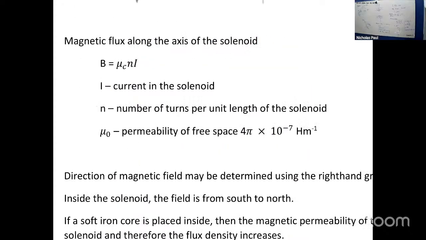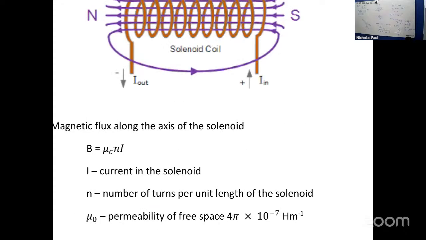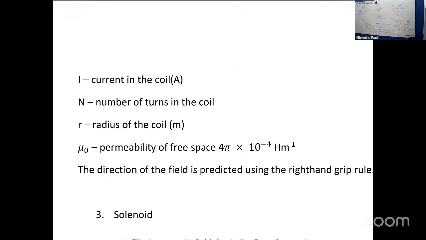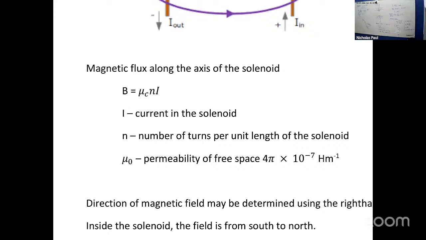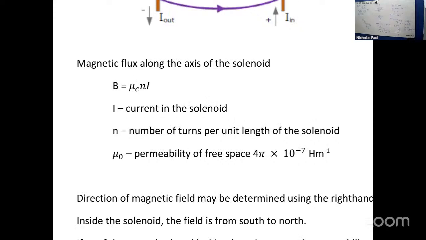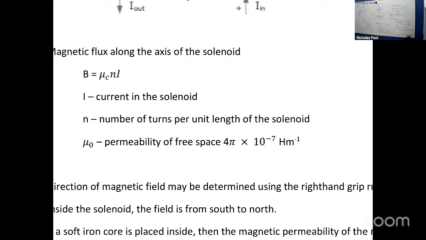And the last one, solenoid. Notice that for the flat coil, capital N is the number of turns in the coil. But in the solenoid, the number n is the number of turns per unit length. Make sure you identify the difference. So what's your formula? Mu naught n I, where n is the number of turns per unit length. Highlight that, please.